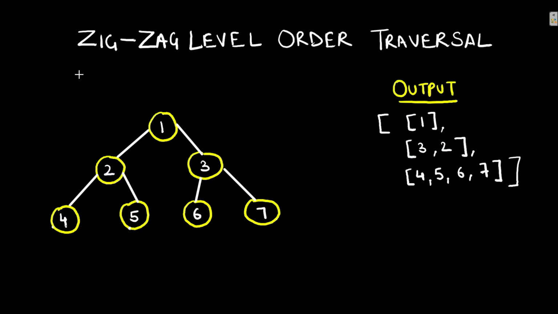In this video, we will discuss a medium level Leetcode question, Zigzag level order traversal. We are given a root of the tree and we need to return the Zigzag level order traversal.